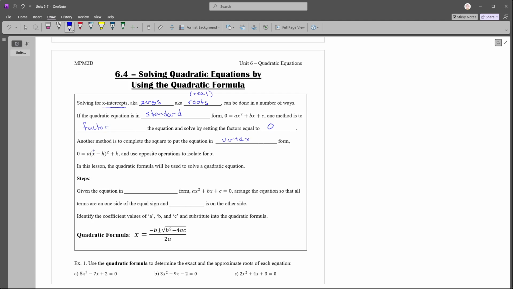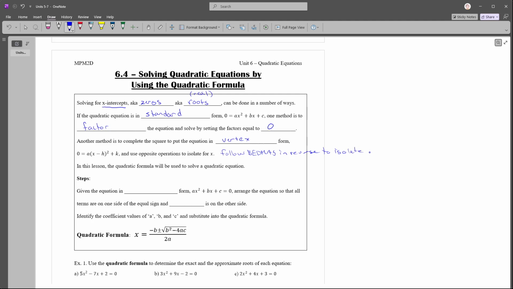Good. Another method, though, is we can actually put it into vertex form, and we could do the hard math and keep isolating and isolating for x, bringing the k over to the other side, dividing both sides by a, and then taking the square root of both sides, and then getting rid of that minus h. So this is by following Bedmas in reverse, just by isolating for x. So reverse to isolate for x.